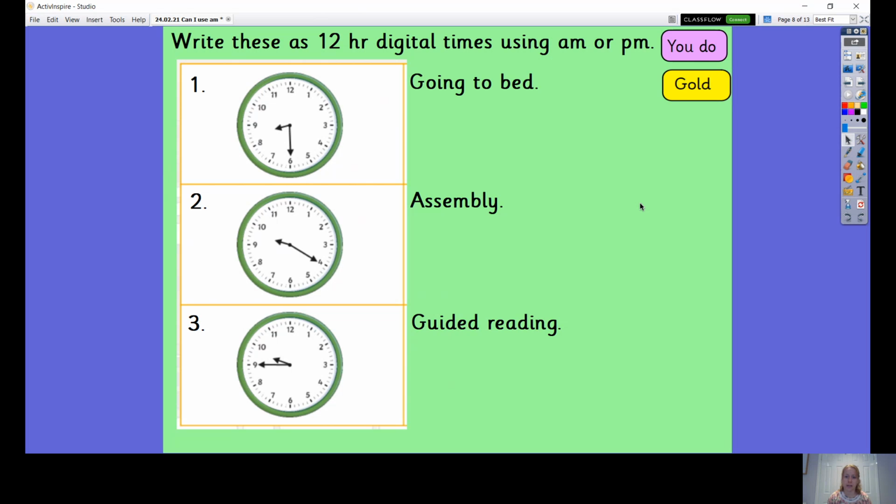Okay, so this is really tricky and I'm going to show you how to do it, and we're going to have a whole lesson on it next week, so don't worry too much. I just want you to get the AM or the PM. If you find writing the digital time really tricky, just write whether it's AM or PM.